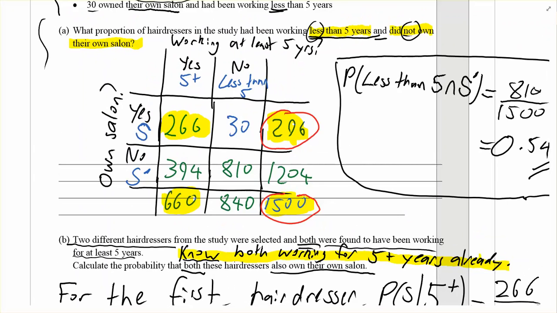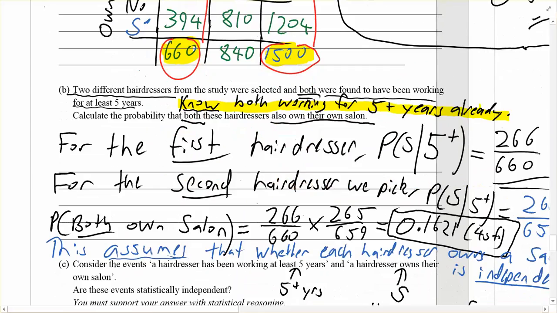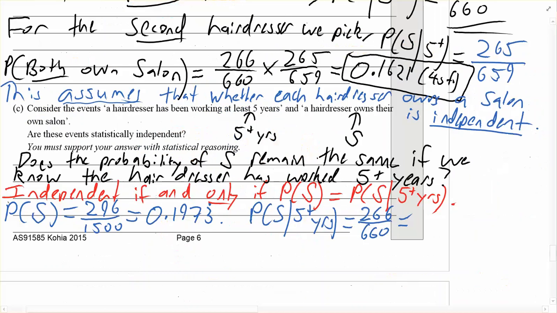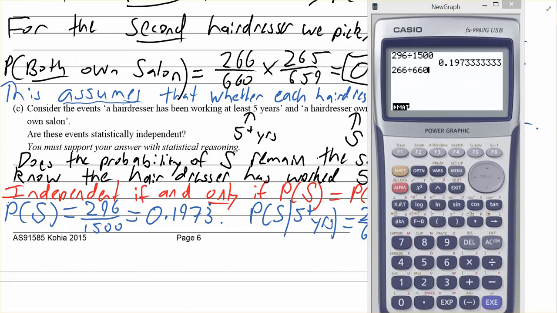So what we're looking for is whether these two pairs of numbers have the same relationship as each other. If they're independent, they'll have the same relationship. It won't matter whether you've worked 5 or more years in terms of whether you own your own salon. So 266 out of 660 is the probability of owning your own salon if you've worked 5+ years, which is 0.4030. So quite a lot higher, isn't it?